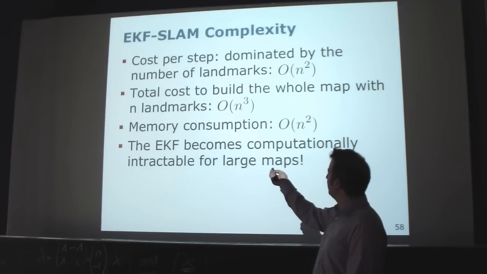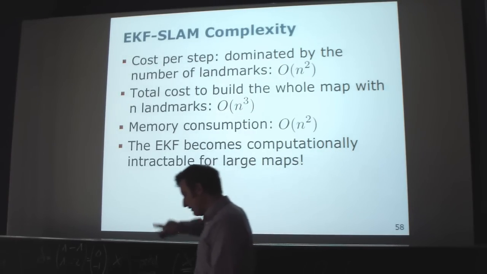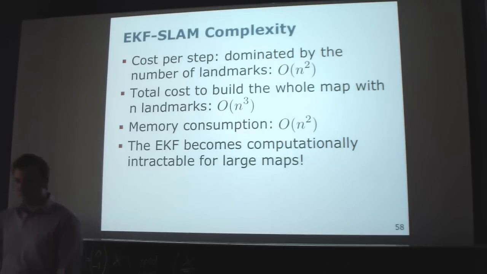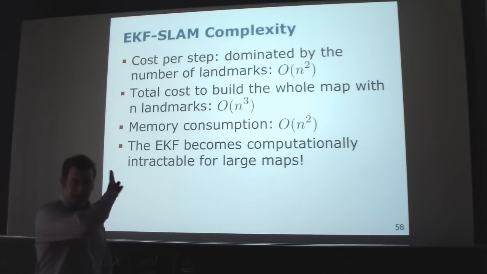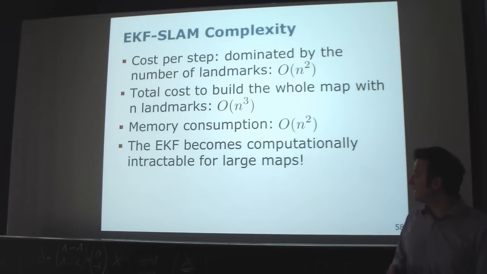So actually, this n by 3 depends on the length of your trajectory. If you travel for ages through the environment, then this has to be the length of the trajectory, and you have the quadratic updates there.